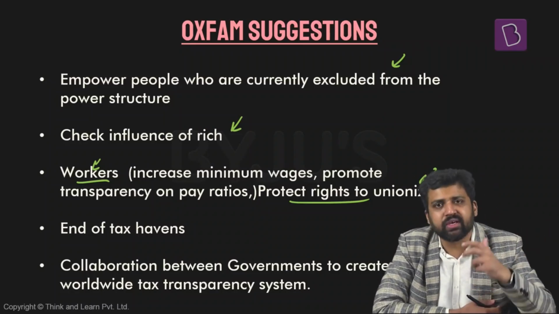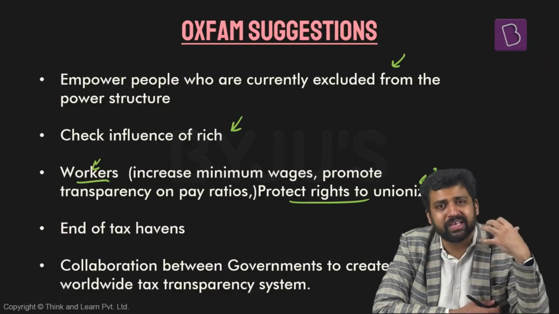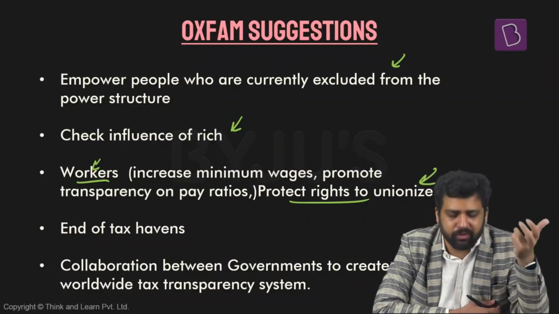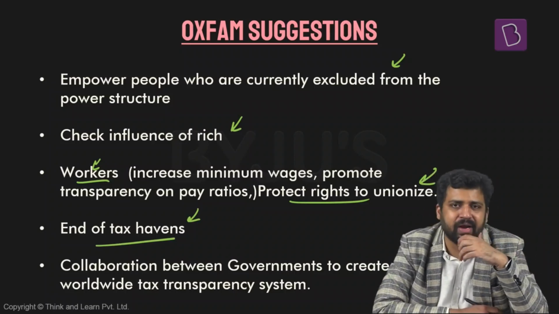So what it is suggesting is that workers and other people who are at the bottom should have some basic rights. That way, inequality can be taken care of. At least they will have some basic level of income. Now, another suggestion concerns the different kinds of tax havens that exist, where people park their black money.